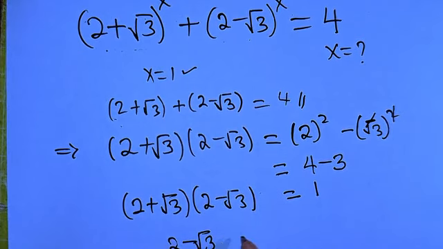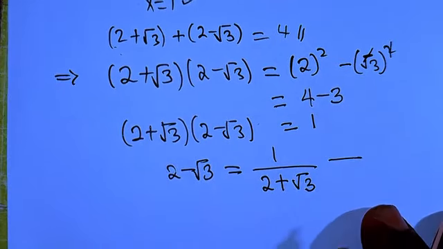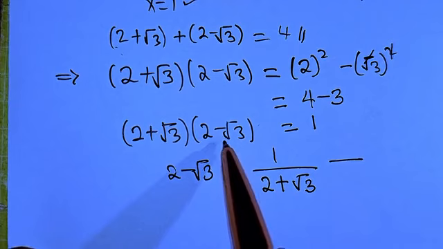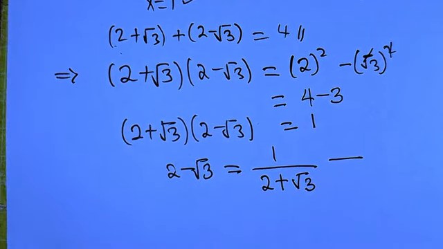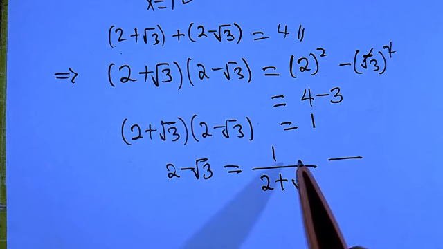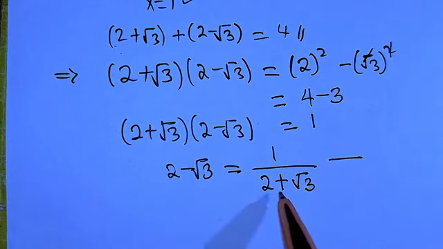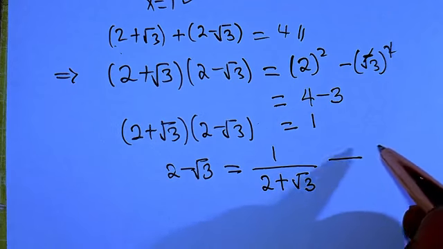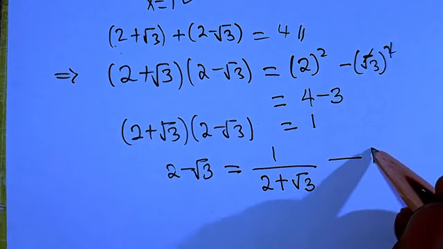Therefore I want to make 2 minus root 3 the subject of the formula, from the relation in terms of 2 plus root 3. We divide both sides by 2 plus root 3, and this is going to give us 2 minus root 3 equals 1 over 2 plus root 3. Let's call this equation 1.